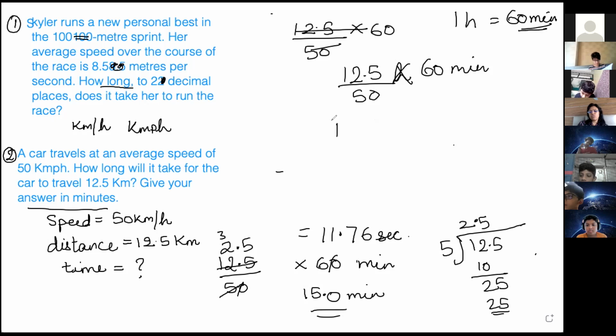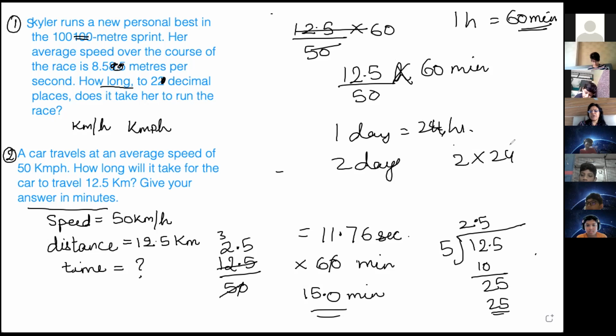Like, 1 day is 24 hours, right? We can write 24 hours. So 2 days, I'll just multiply 2 into 24, 48 hours, right? Correct. So here we have this much hour converted into minutes, so you have to multiply it by 60 minutes. Bigger quantity to smaller quantity you have to multiply, or smaller quantity converted into bigger, you have to divide.